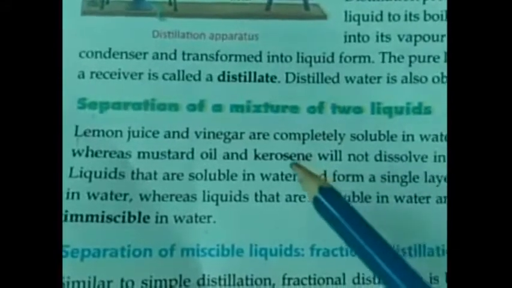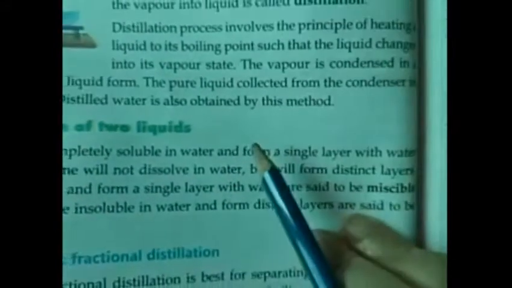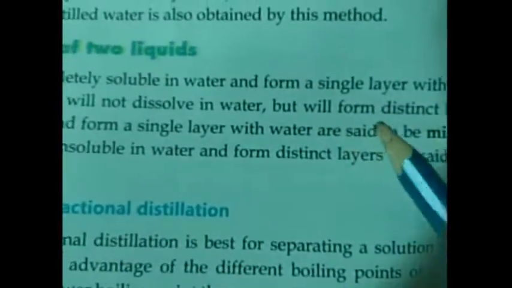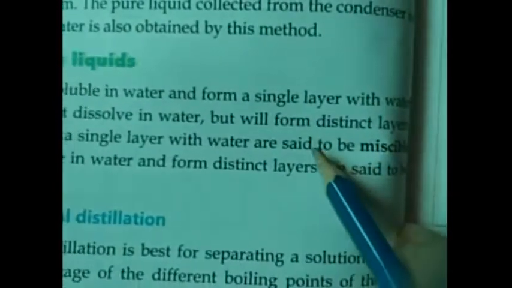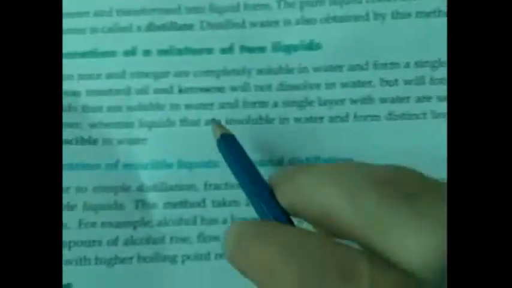Next is separation of a mixture of two liquids. Lemon juice and vinegar are completely soluble in water and form a single layer with water, whereas mustard oil and kerosene oil do not dissolve in water because oils are lighter than water. That's why they float on water and form a distinct layer.